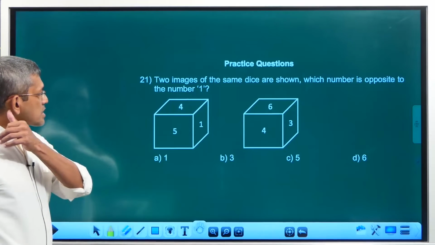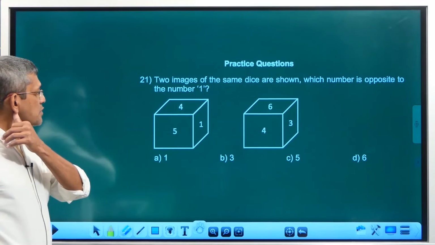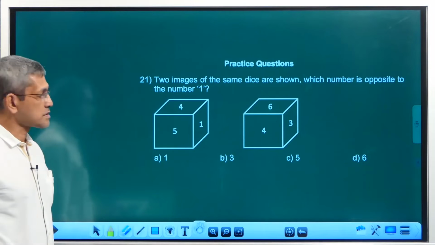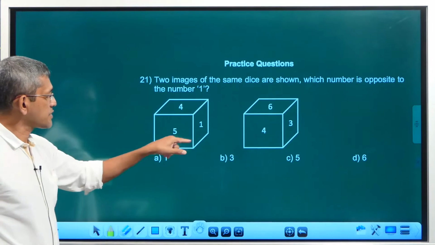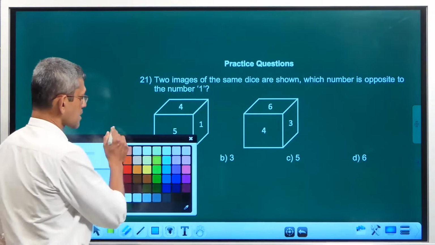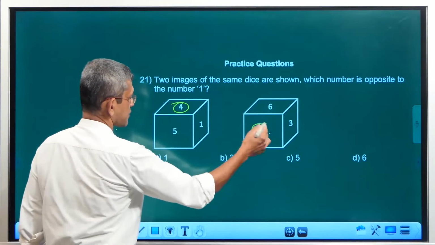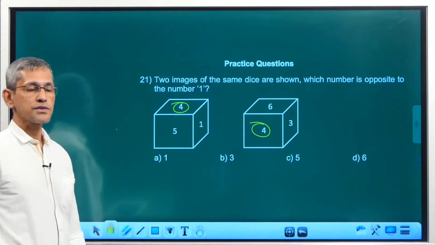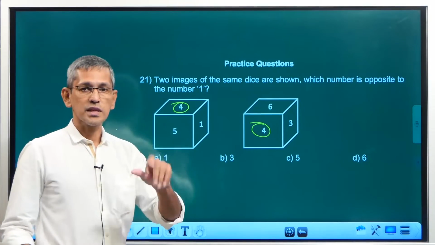Question number 21. 2 images of the same dice are shown. Which number is opposite to the number 1? So which is opposite to 1? Okay, so here the common number is 4. Here we have 4, here we have 4. But the position is not exactly the same. 4 and 4, it's not exactly at the same position.